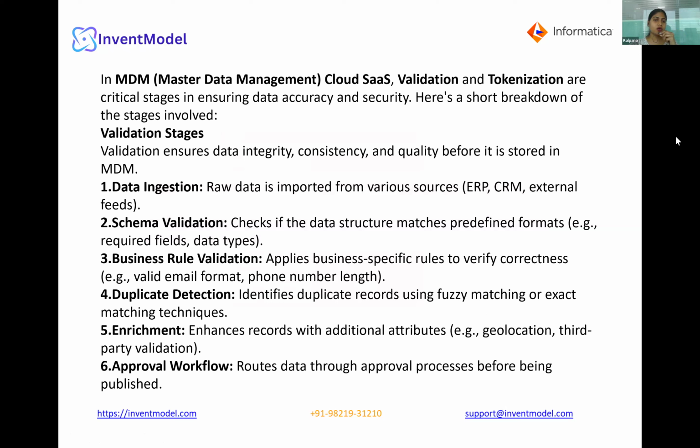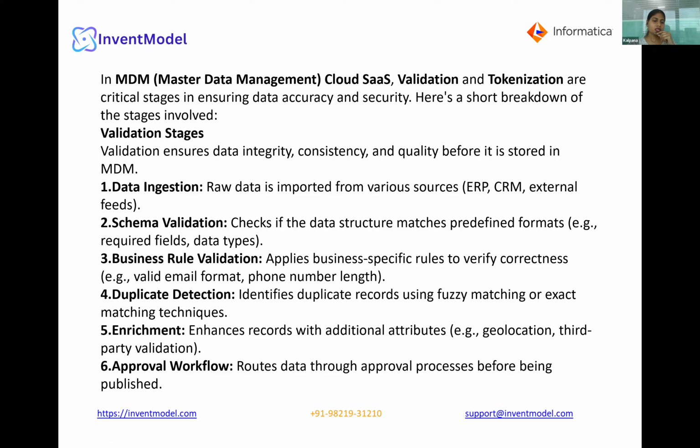So, as we know, in MDM Cloud SaaS, validation and tokenization are critical stages in ensuring data accuracy and security. In simple words, validation is used for ensuring data accuracy and tokenization is used for security. Now we have some stages for the validation. Validation ensures the data integrity, consistency, and quality before it is stored in MDM. So this is the simple definition of validation.